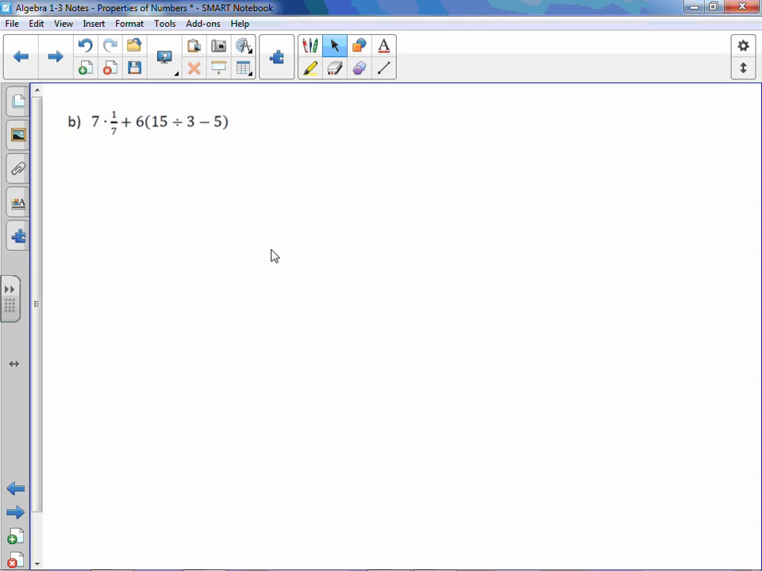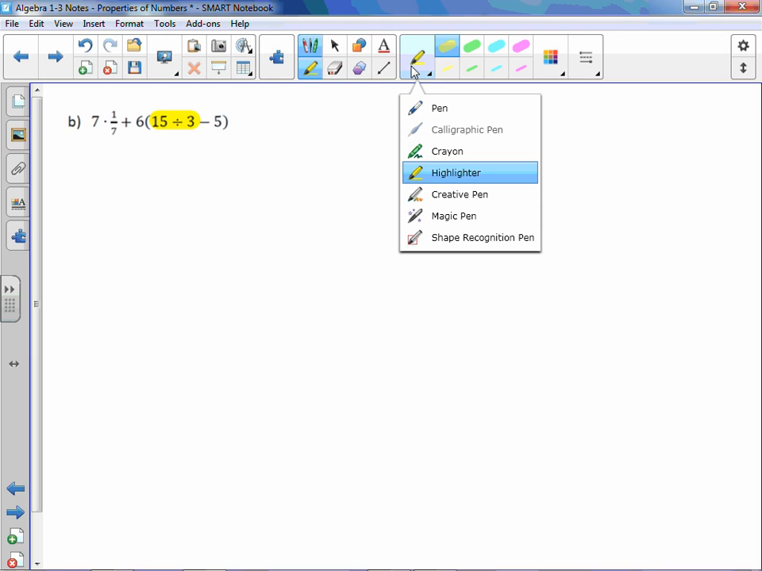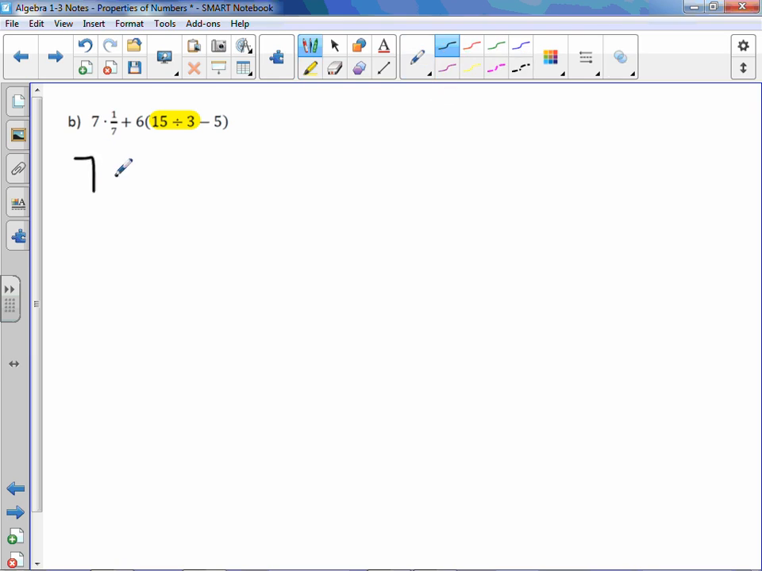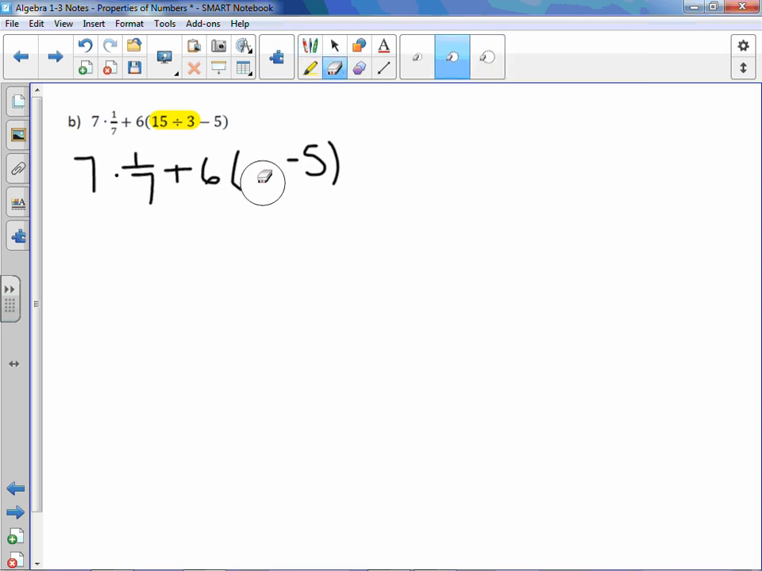7 times 1/7 plus 6 times the quantity of 15 divided by 3 minus 5. So we have to focus on our parentheses. So the first thing we will do is the 15 divided by 3. 15 divided by 3 is 5. So 7 times 1/7 plus 6 times 5 minus 5. And what we used there was a substitution property.